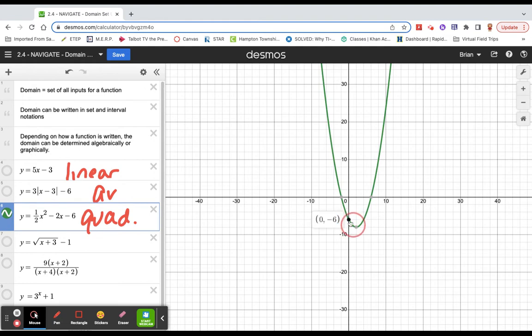We could put in smaller numbers like 0. We could put in 2. There's one at 6. There's one at -2. So we have outputs all over the place, different types of numbers that we can put in as domain/input values.